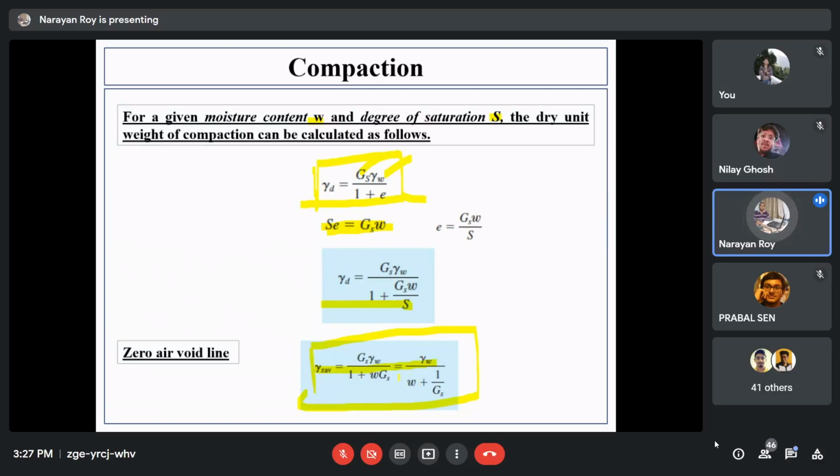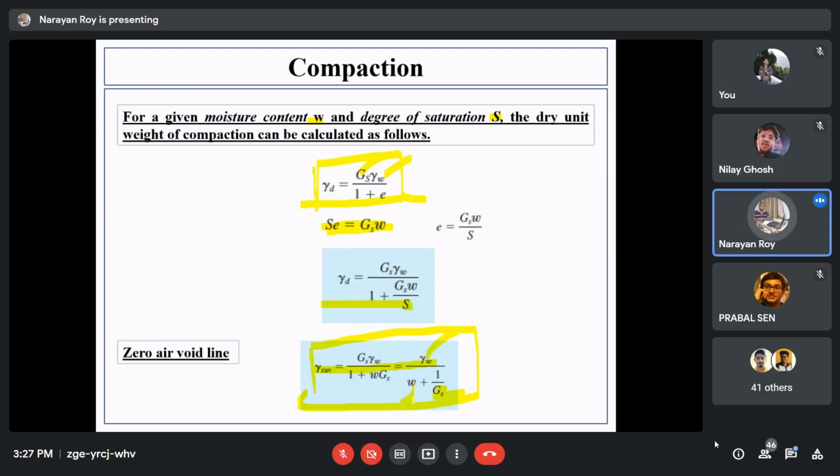So gamma ZAV equals gamma W by (W into Gs plus 1 by G). So this is the final expression. Now we have to know the specific gravity of the soil solid, that is having a standard value nearly 2.6 to 2.65, like that. So Gs, we can assume a value of Gs, or we can exactly determine that value. And gamma W, we already know what is gamma W.